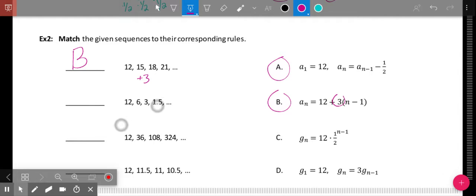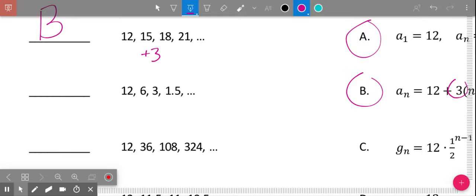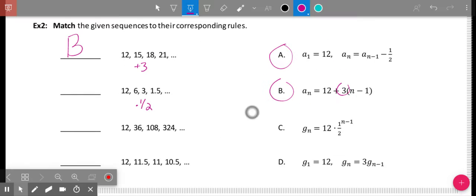The next one, from 12 to 6, 6 to 3, and 3 to 1.5, we are multiplying by 1/2. So we know that this one needs to be geometric. So that's going to be C or D. Well, the only one that has a common ratio of 1/2 is going to be C. The other one has a common ratio of 3.